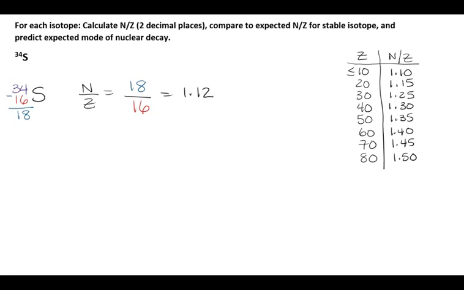So looking at our chart, for Z equals 16, it's between 10 and 20. So we expect a stable value of N to Z to be between 1.1 and 1.15. And in fact, this value of N to Z that we've calculated seems to fall in that range, and we would call this stable. Remember that stable nuclides do not undergo nuclear decay, so there is not a primary mode of decay for this stable isotope.